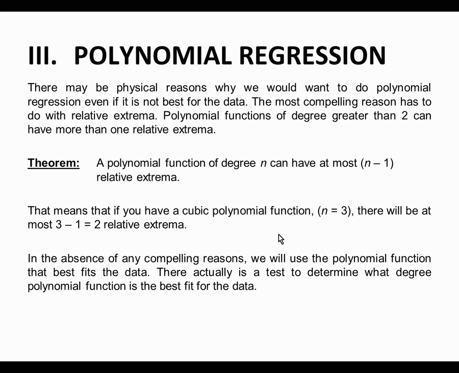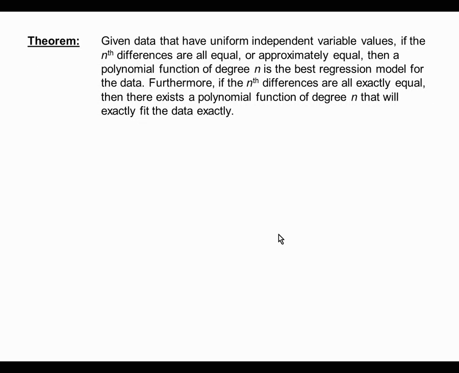So there actually is a test to determine what degree polynomial function is the best fit for the data. And it's an analytical method as opposed to plotting the points and saying, oh, it looks like an S, it looks like a W. So, theorem: given data that have uniform independent variable values, which means all the x values are the same distance apart, if the nth differences are all equal or approximately equal, then a polynomial function of degree n is the best regression model for the data.